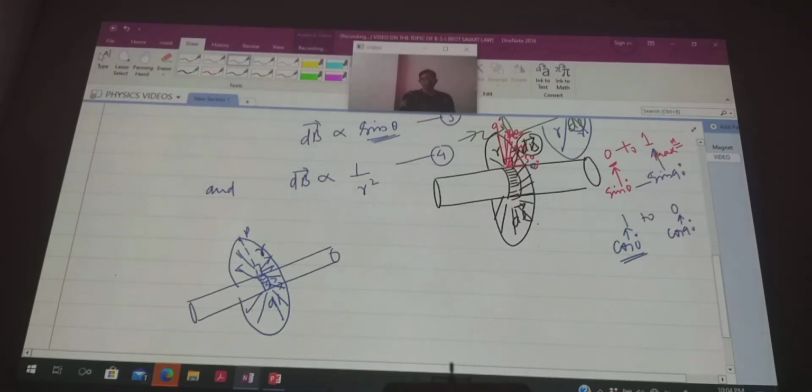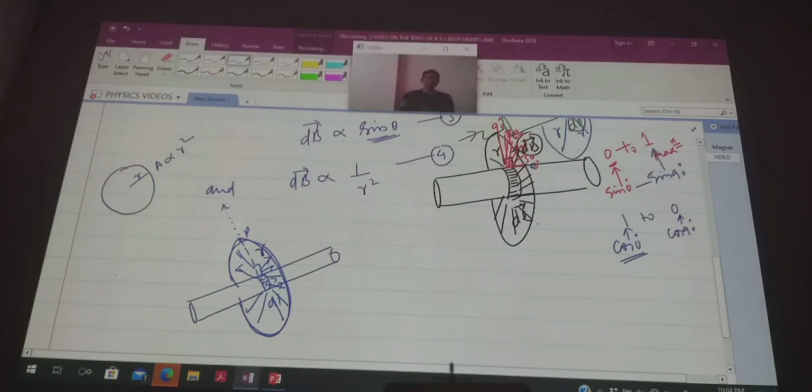If the distance to the point is increasing, then dB will be decreased, and it is a round shape. Always remember that it is a round shape, so it is r square. We know that in a circular shape, suppose this is r, the area is directly proportional to r square.